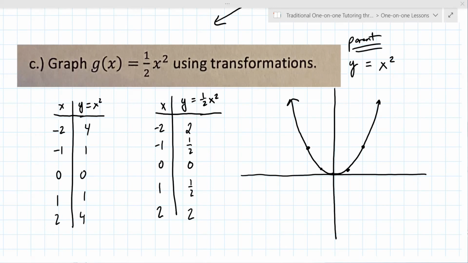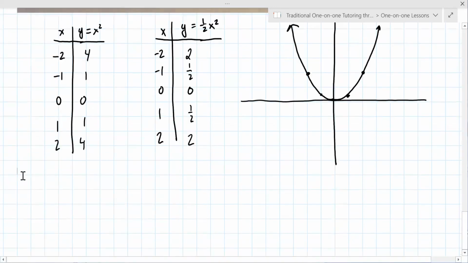Okay. You got it down? Yep. All right, we're ready to move on to part D. And part D is yet again kind of the same thing. It's the average rate of change.